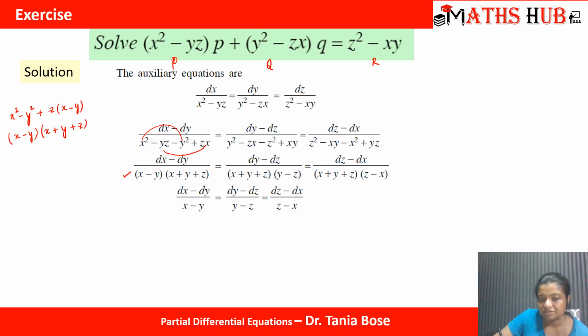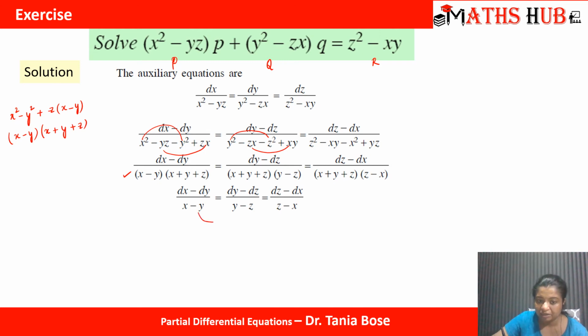Similarly, for dy minus dz, I can combine y squared and z squared, and zx and xy. So when we combine and make factors, we will get x plus y plus z into y minus z. Similarly, for dz minus dx, we can take out factors. We will get x plus y plus z and z minus x, right? So all these ratios are equal to each other. Now from all these ratios, you can see that x plus y plus z is the common factor. It gets removed. So we get dx minus dy upon x minus y is equal to dy minus dz upon y minus z is equal to dz minus dx upon z minus x, right?